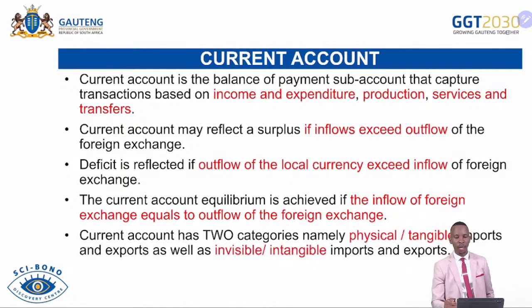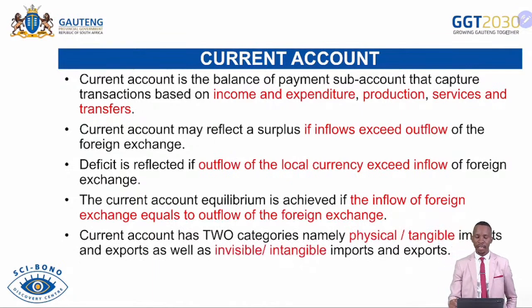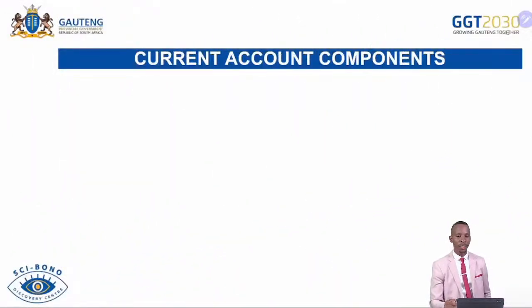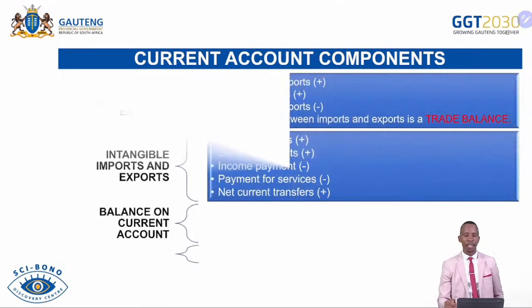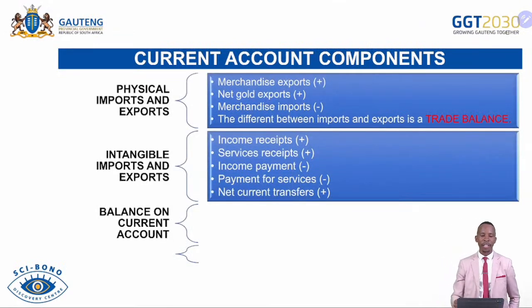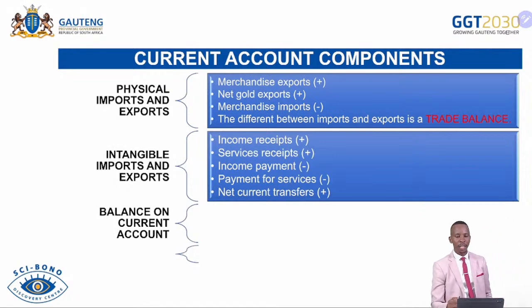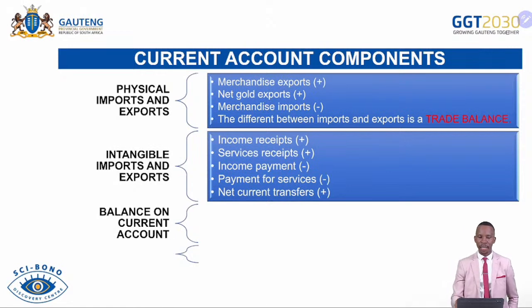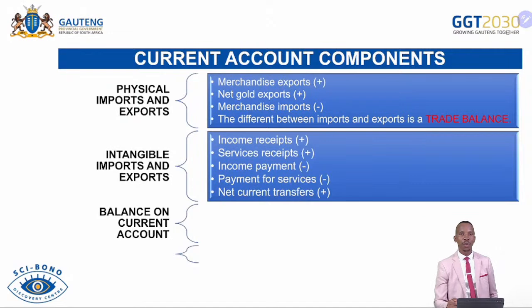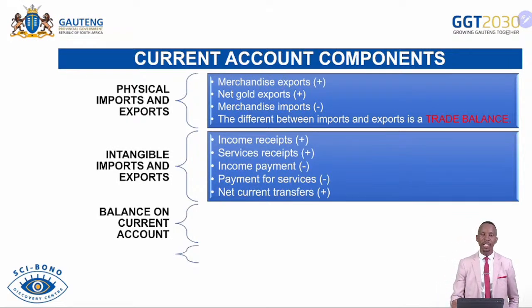The current account has two categories, namely physical or tangible imports and exports, as well as invisible or intangible imports and exports. So these are the components of the current account. Physical imports and exports, like I've said, are merchandise exports plus net gold exports minus merchandise imports. Then what do we get there? The difference in there will be known as the trade balance or balance of trade. So if it's positive, we have the trade surplus, negative, the trade deficit.